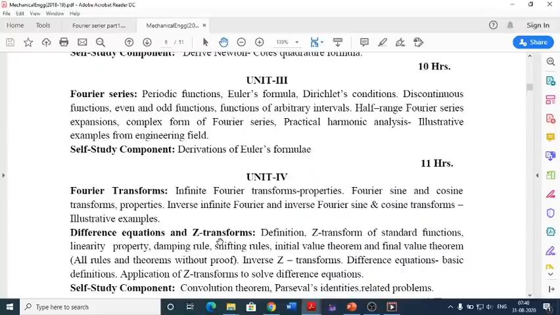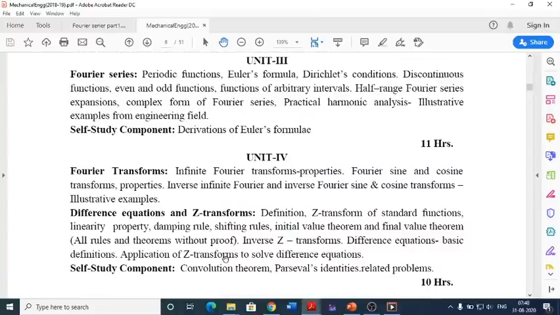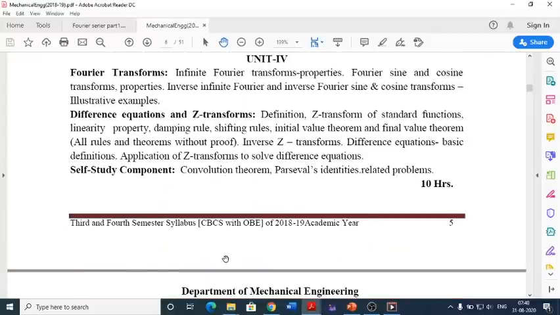So basically Laplace transform, Z transform, Fourier transform, these are all functions or mappings which carry functions from one domain to another domain. That's about Laplace transform, Z transform and Fourier transform, details of which will be given in this unit.